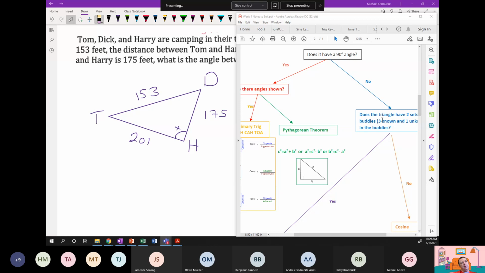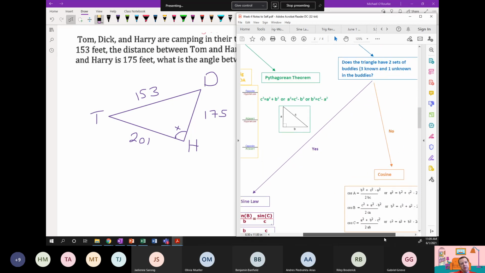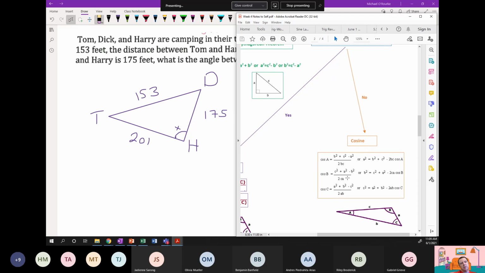Can you tell me if our triangle has two sets of buddies? Yes or no? Does this triangle have two sets of buddies? No. Perfect. So we're going to go over here. That means we're going to use cosine law.